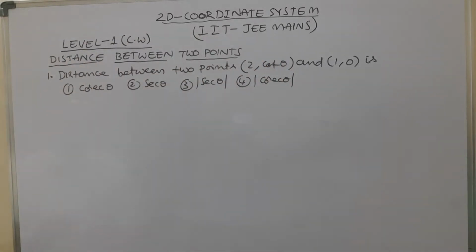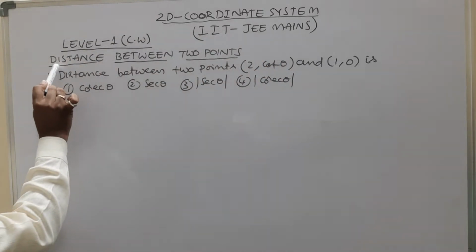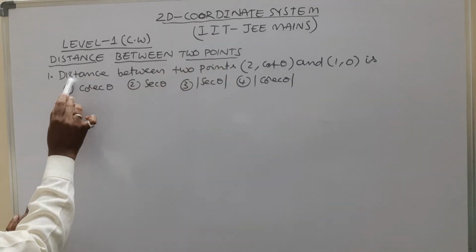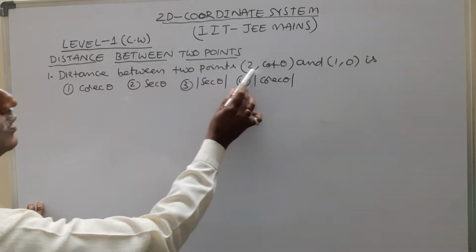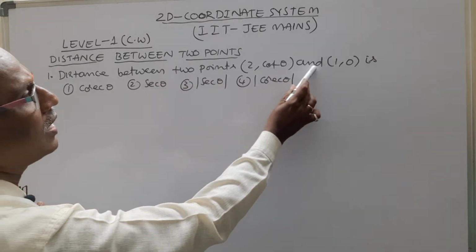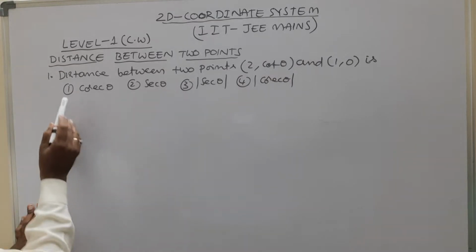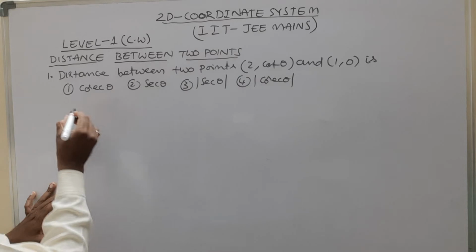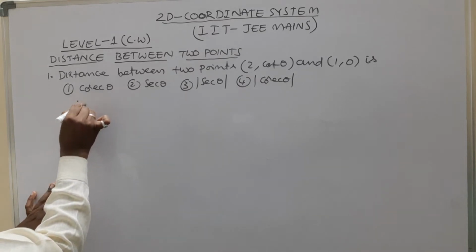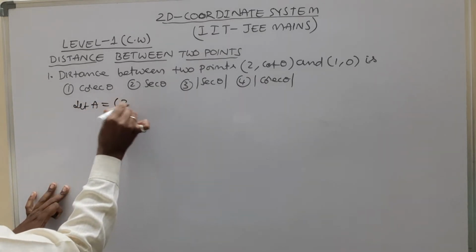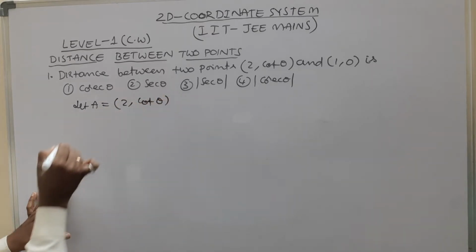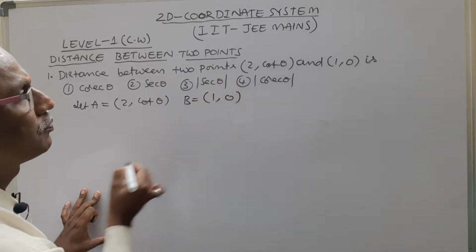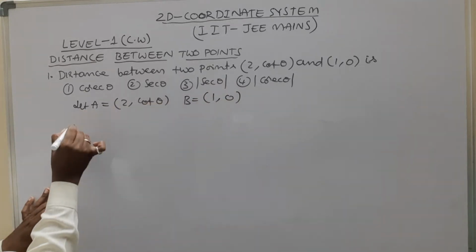Here, the first model of questions: distance between 2 points. First question: the distance between 2 points (2, cot theta) and (1, 0) is, and 4 options are given. Let the first point A equal to (2, cot theta), and B equal to (1, 0). Here we need to find the distance between AB.